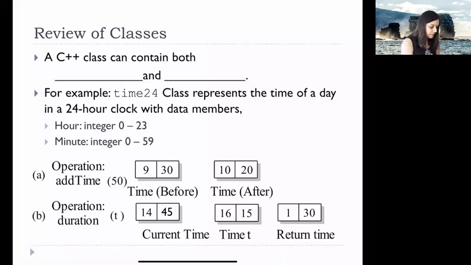So classes in C++ can contain two main items within them. Can anybody recall what these two main items are? I'll give you a minute, actually 30 seconds, to recall. C++ classes can contain, first, data items, and second, functions.